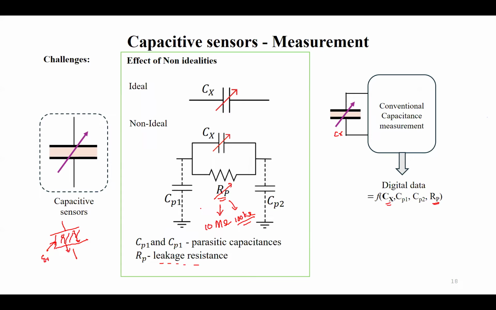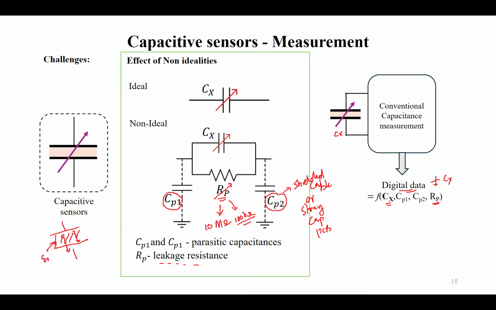And moreover, if we are using a conventional measurement circuit, the output also depends on the parasitic capacitance CP1 and CP2. So what is this capacitance? This is due to the shielded cable capacitance or even the stray capacitance available over the PCB, maybe the PCB of the measurement circuit itself. So this all may affect the output digital data. So we won't get a value which is directly proportional to Cx.